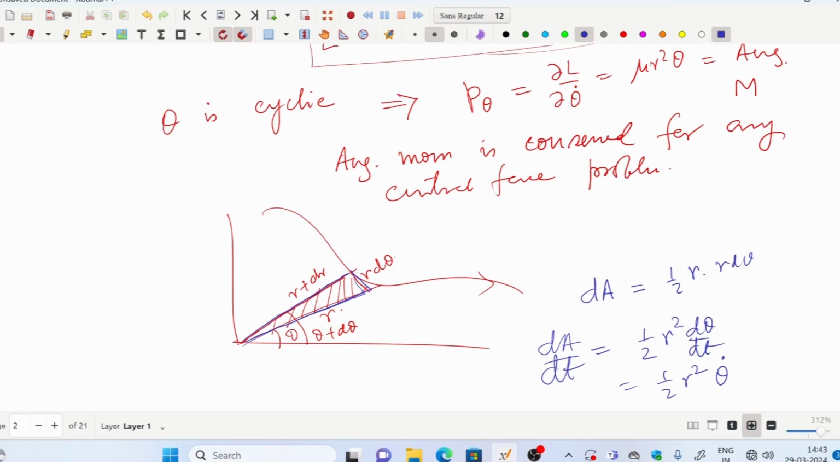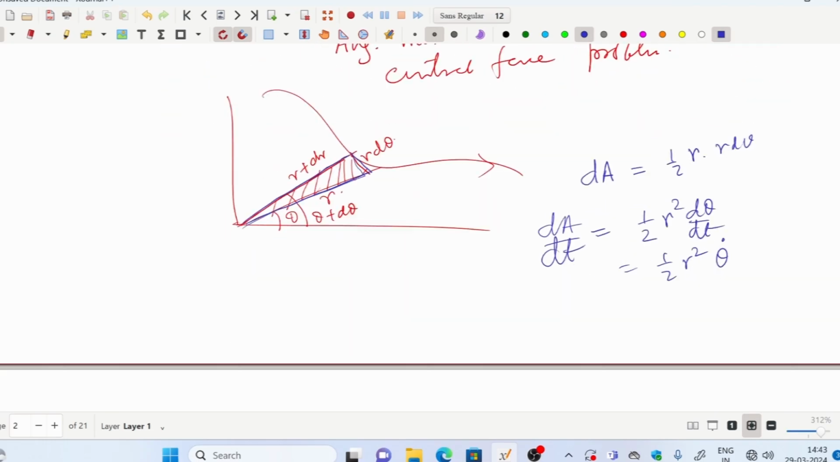But we have already seen that angular momentum is conserved. What is angular momentum? Angular momentum was M equals mu r square theta dot. So, if we substitute, theta dot will be M by mu r square. So, this will be half r square times M by mu r square.